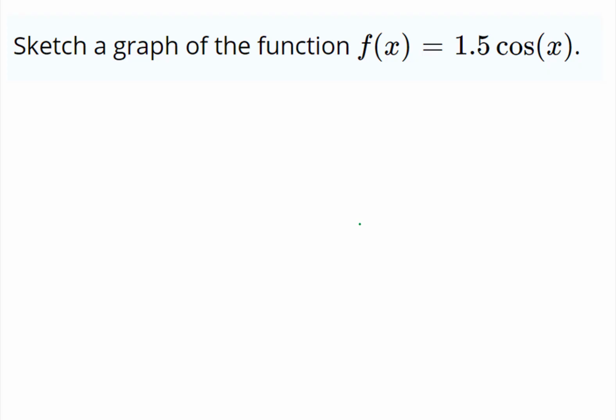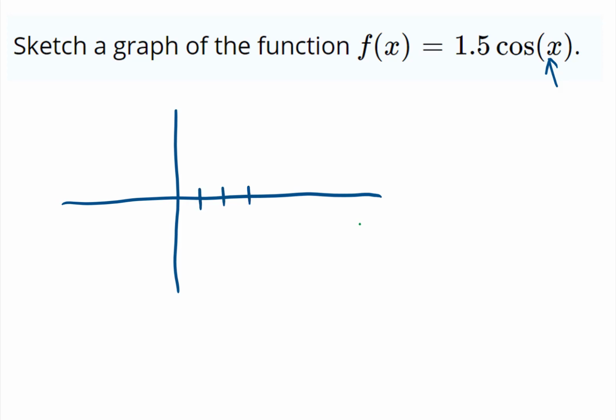We want to sketch a graph of the function 1.5 cosine x. So as I go to draw this, I note that the period of cosine is 2 pi and there's nothing sitting there, so it's still 2 pi. So I'm going to do 1, 2, 3. The fourth one is 2 pi, the period.